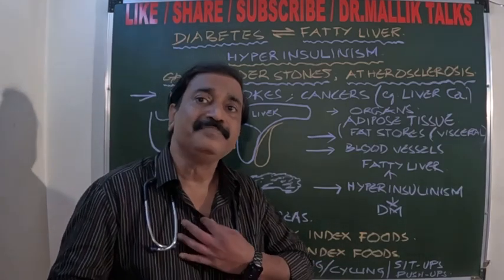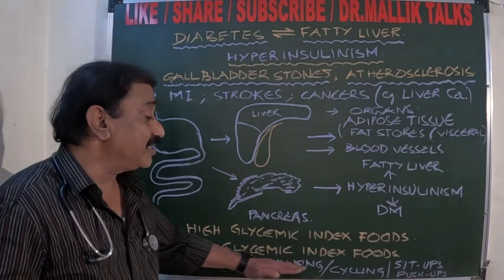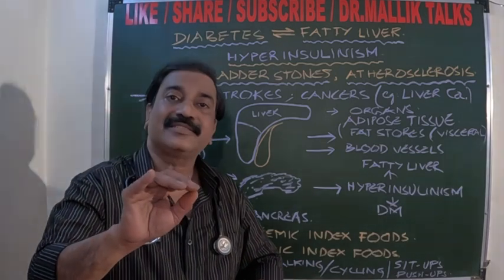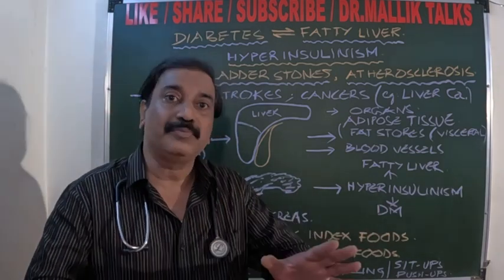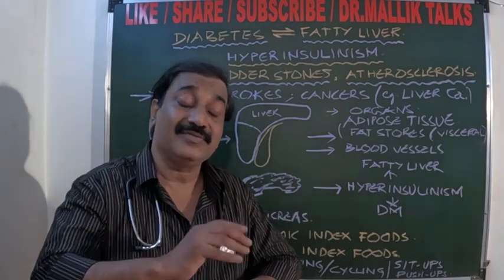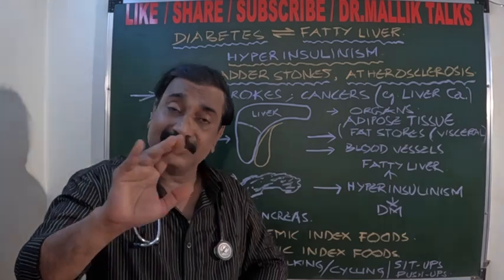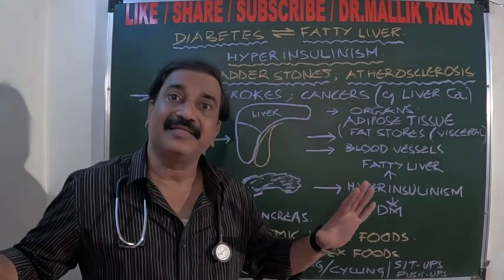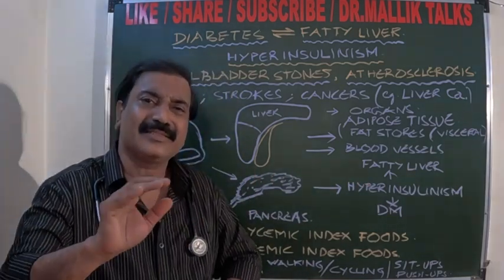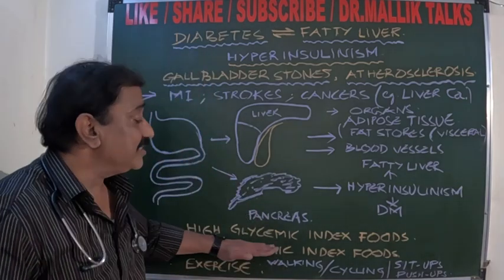So please try to take low glycemic index foods like millets and all vegetables. Non-veg, any non-veg curry can be taken. Vegetables, you can take plenty. All these have low glycemic index, but don't take high glycemic index foods.